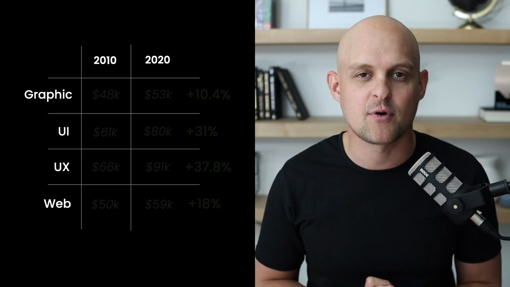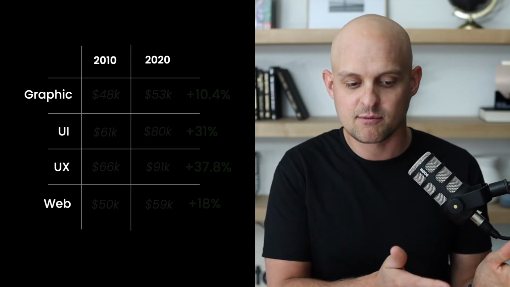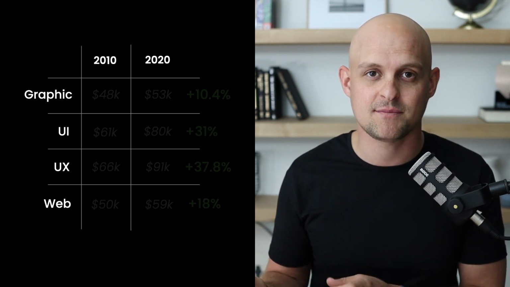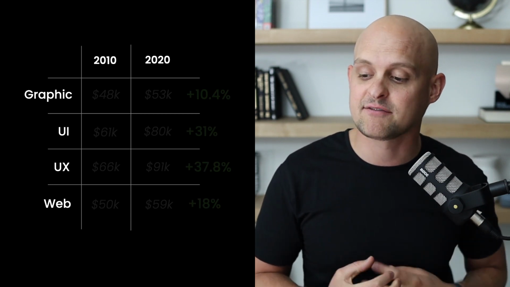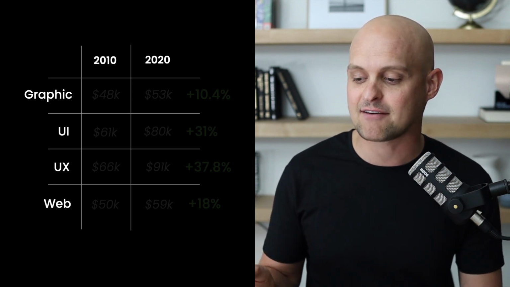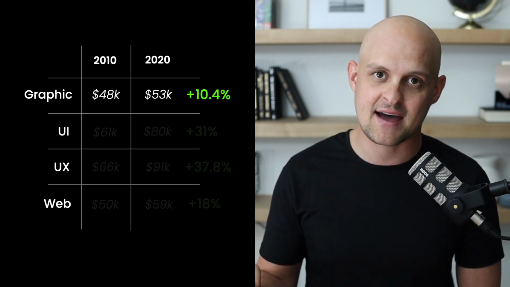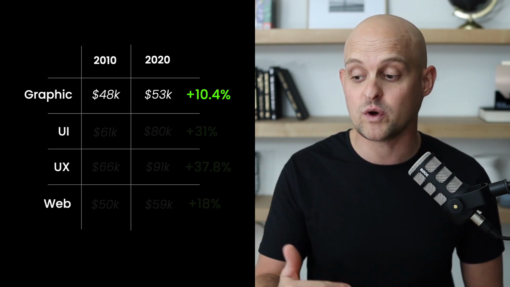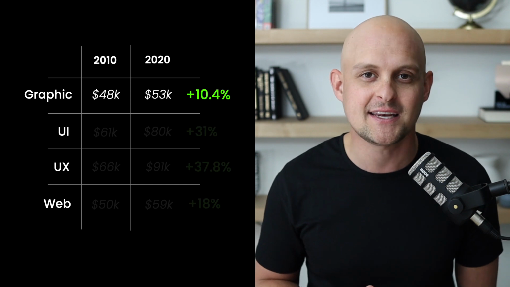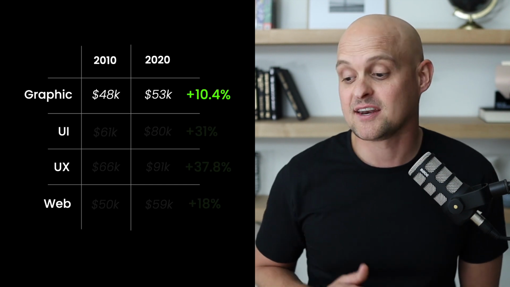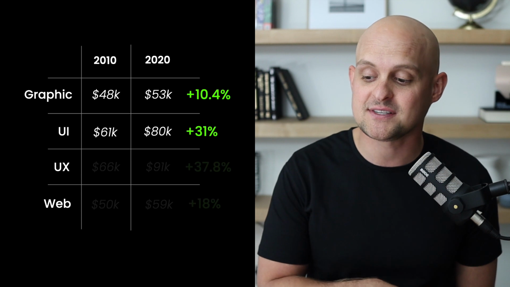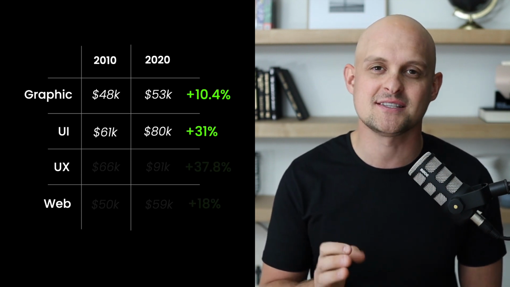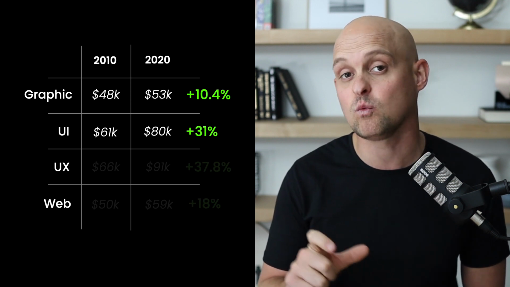And so what I did is I broke down the average salaries of the most common design jobs from 2010 to 2020. The first one that I broke down was that of a graphic designer. Back in 2010, the average salary was $48,000. And in 2020, that had risen to $53,000, which is a 10.4% increase in salary. When looking at the numbers of a UI designer, back in 2010, the average salary was $61,000, and in 2020, that had risen to $80,000, which is a 31% increase.